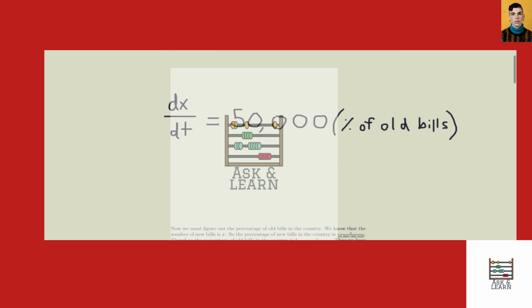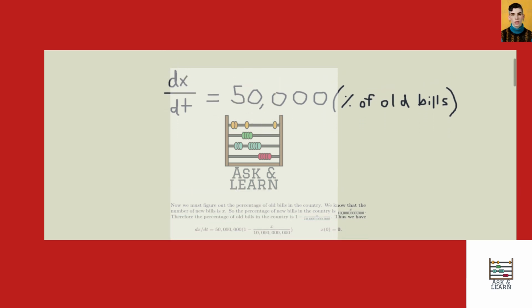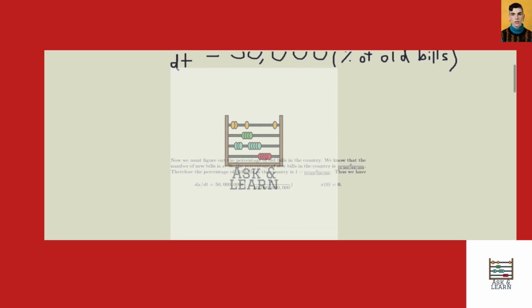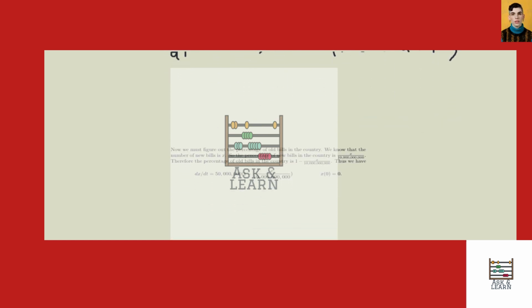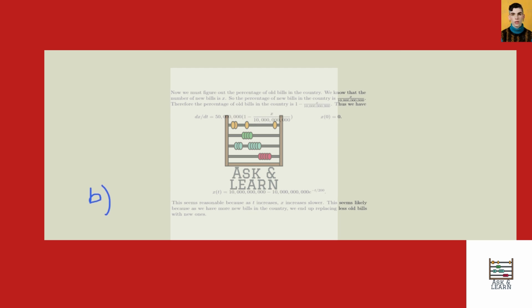Now we must figure out the percentage of old bills in the country. We know that the number of new bills is X, so the percentage of new bills would be X over 10 billion. Therefore, the percentage of old bills in the country is 1 minus X over 10 billion. Thus, we have dx over dt equals 50,000 (50 million) times 1 minus X over 10 billion, with our initial value being 0. Given that, we move over to question B, which says to solve the initial value problem found in part A.